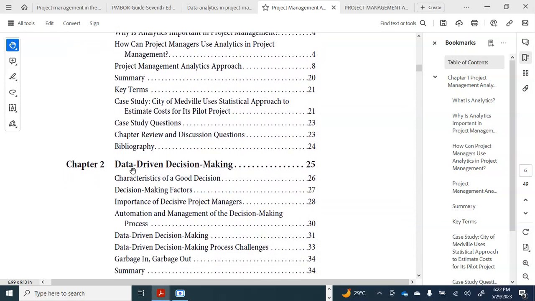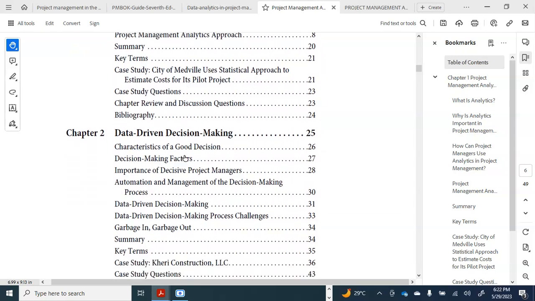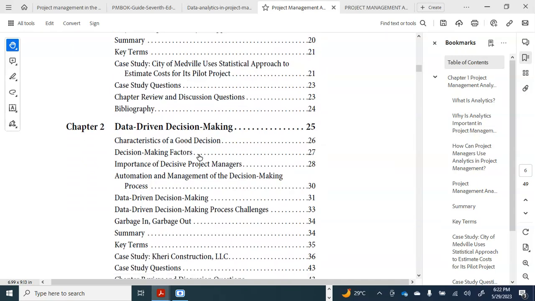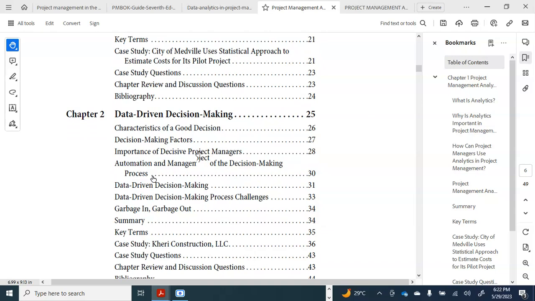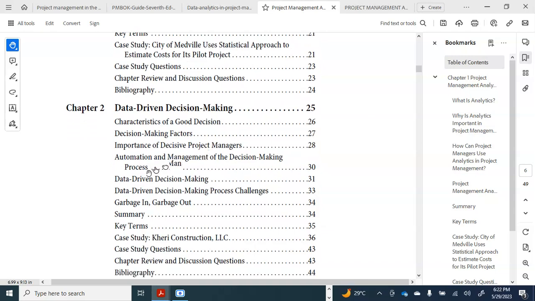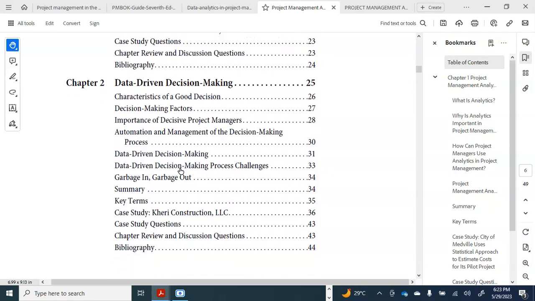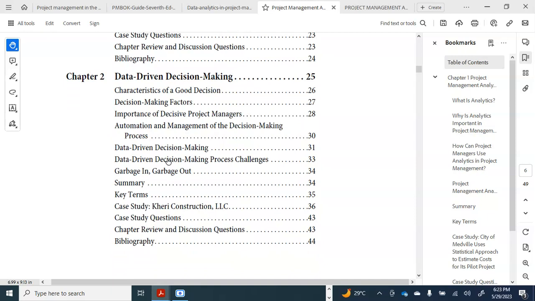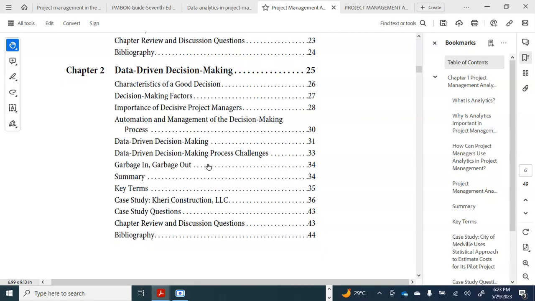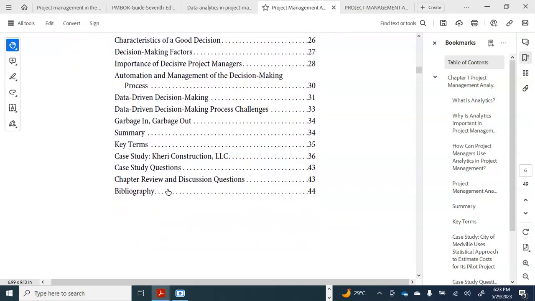Okay, chapter review and discussion questions and bibliography. Then chapter 2 talks about data and data-driven decision making, characteristics of good decision making, factors we'll get to see and understand, the importance of decisive project managers, automation and the management of decision making, the process, and data-driven decision making process challenges, garbage in, garbage out. Summary. So we'll get to see all this.